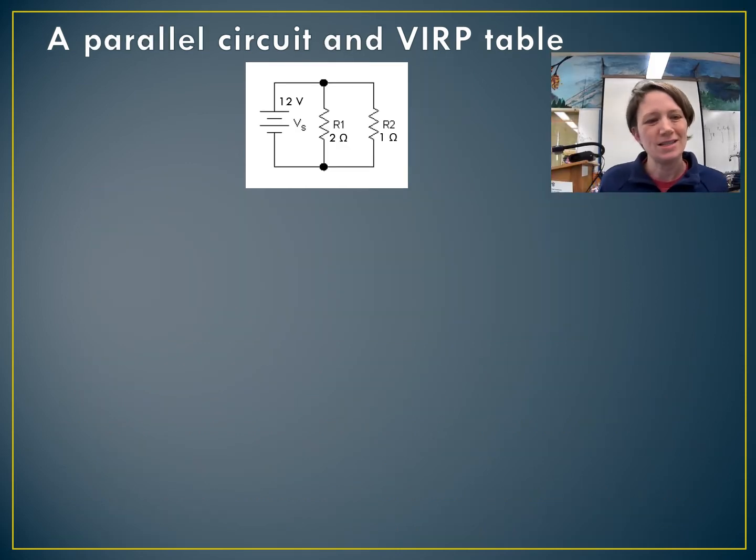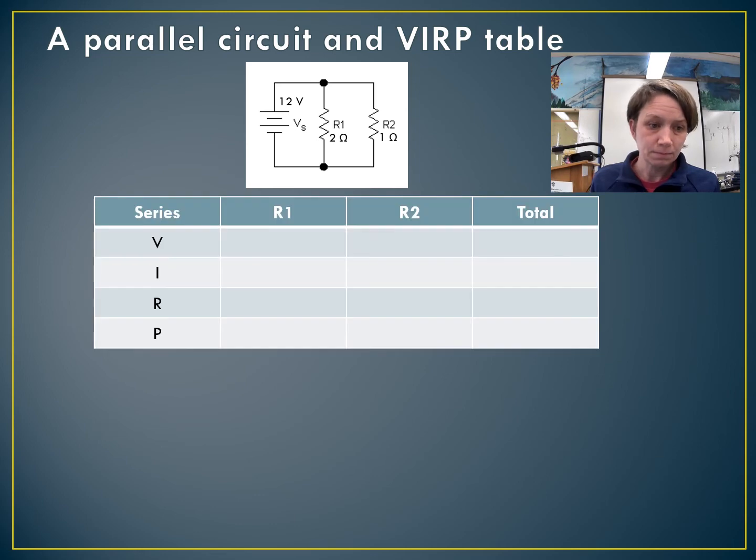Let's go through the same process again with a parallel circuit and see what the VIRP table here looks like. So I'm actually going to take the same 2 resistors, the 2 ohm and the 1 ohm resistor, but this time I'm going to connect them in parallel instead of in series. And I'm going to put the same 12 volt battery in there, which means my VIRP table starts out the exact same way. VIRP on the left, 1 resistor, 2 resistors, and total. And even the known values are going to look exactly the same. We've got our 2 ohm and our 1 ohm resistor and our 12 volt battery.